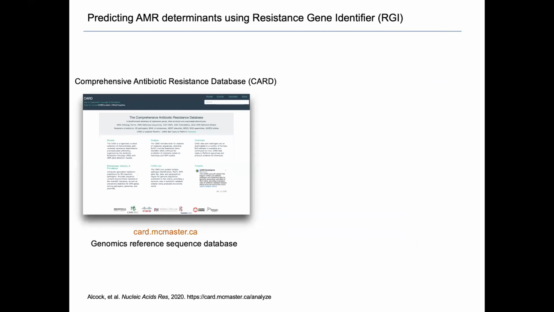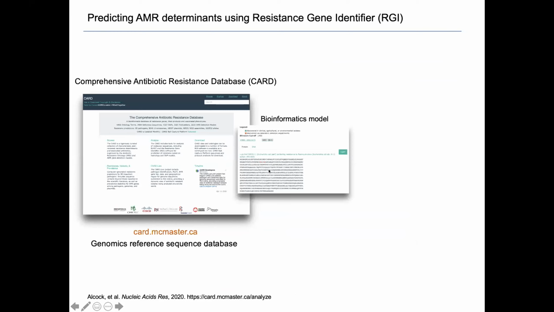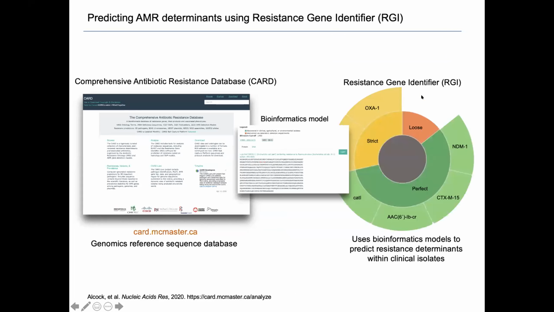So I've just briefly described CARD. It is structured as an ontology, and it also stores genomic reference sequences. Under each of the AMR determinants is a bioinformatics model that stores this genomic reference sequence. It is then used by the Resistance Gene Identifier to predict resistance determinants within your sample of choice, and it categorizes each resistance determinant into different categories depending on how similar they are to the reference.